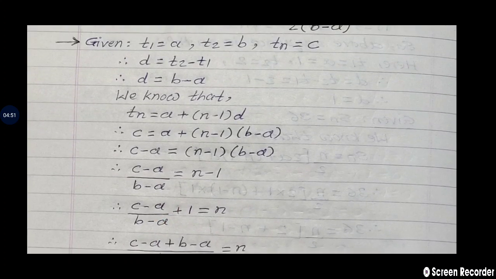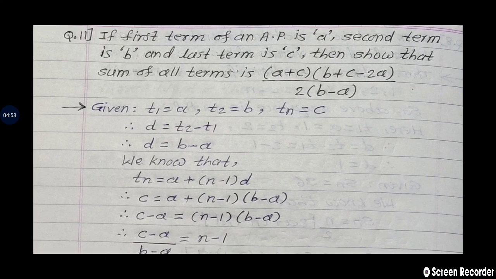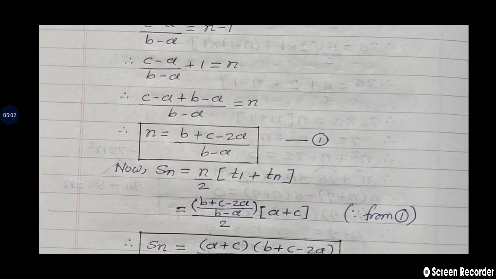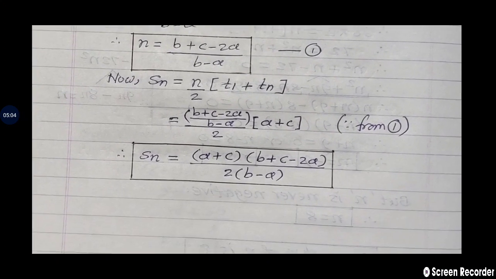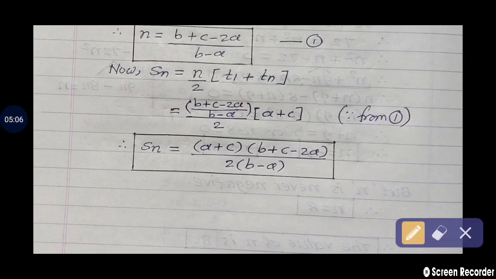So, what is given in the question, check now. We are showing that the sum of all terms, so the sum of all terms means Sn. So we know the formula of Sn. Therefore, we know the formula of Sn is equal to n divided by 2 in bracket first term T1 plus last term Tn. Why are we taking this formula? Because the last term is given. That's why we use this formula.